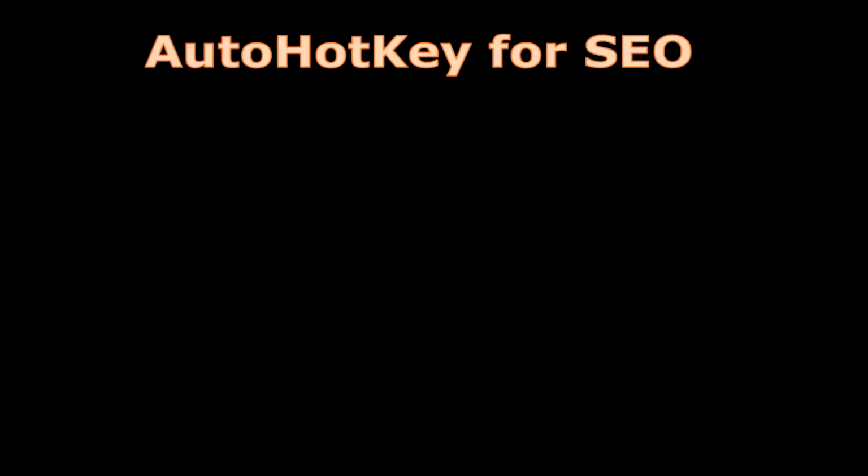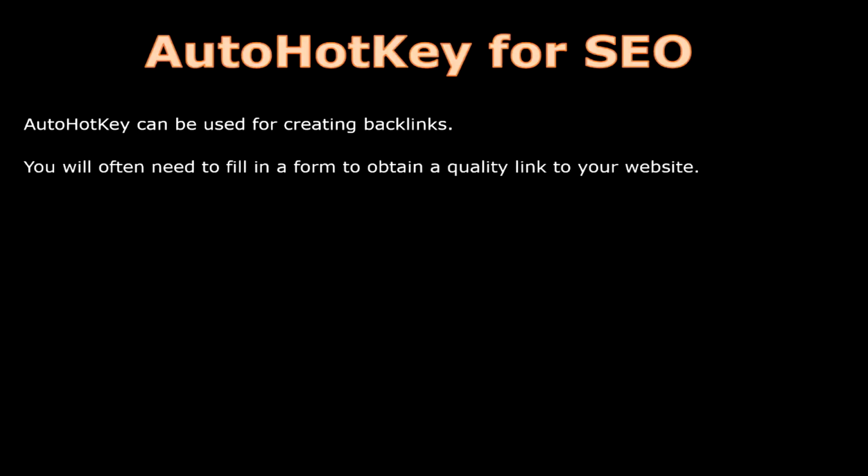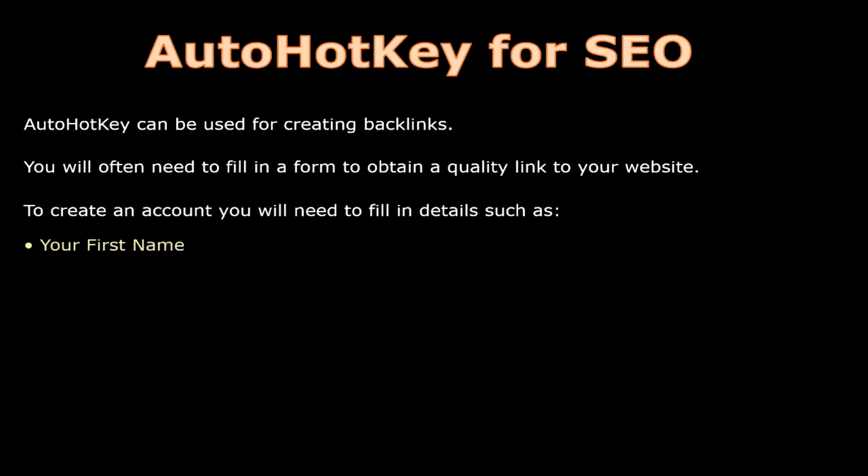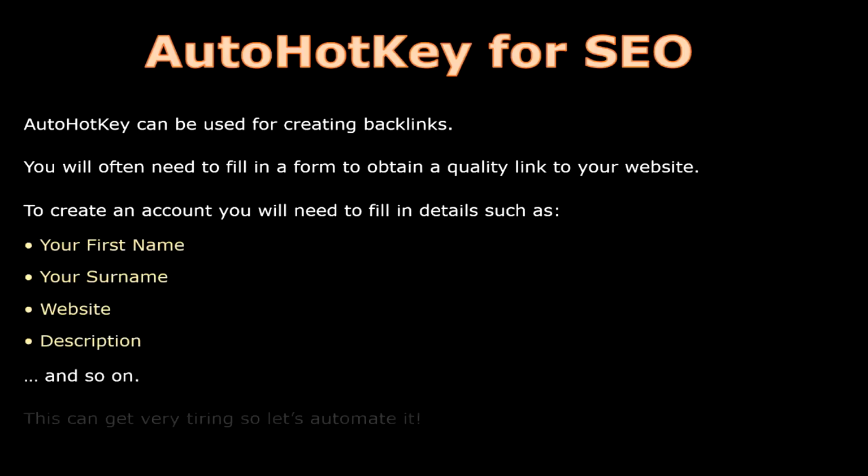So, how do we use AutoHotKey for SEO? AutoHotKey can be used for creating backlinks. You will often need to fill in a form to obtain a quality link to your website. To create an account, you will need to fill in details such as your first name, your surname, your website, a description, and so on. This can get very tiring, so let's automate it using AutoHotKey.